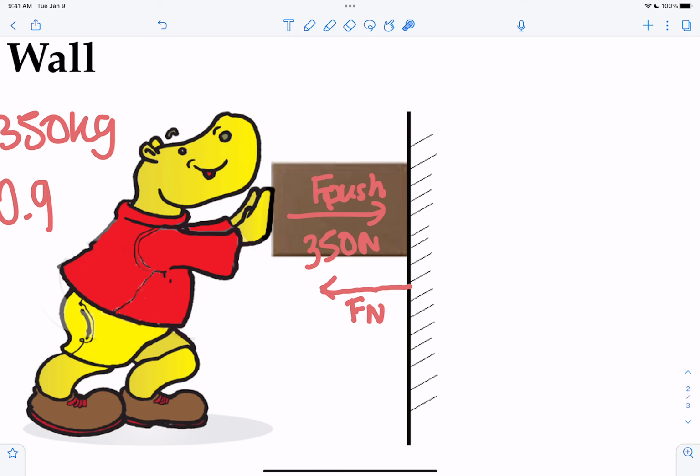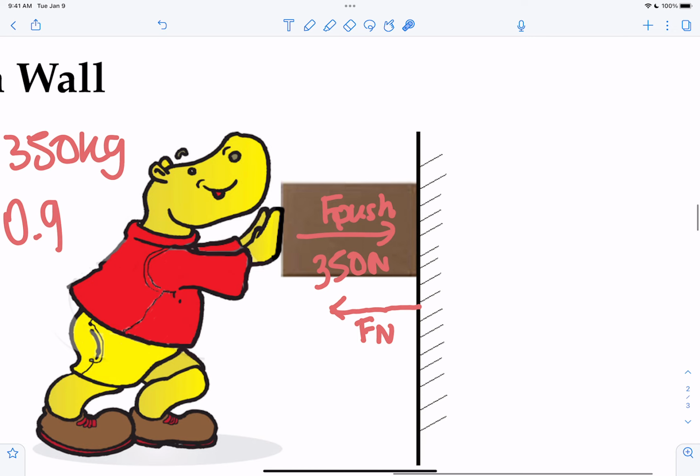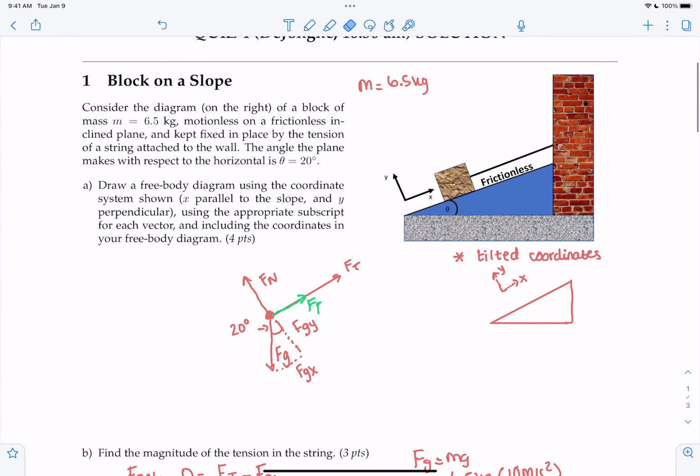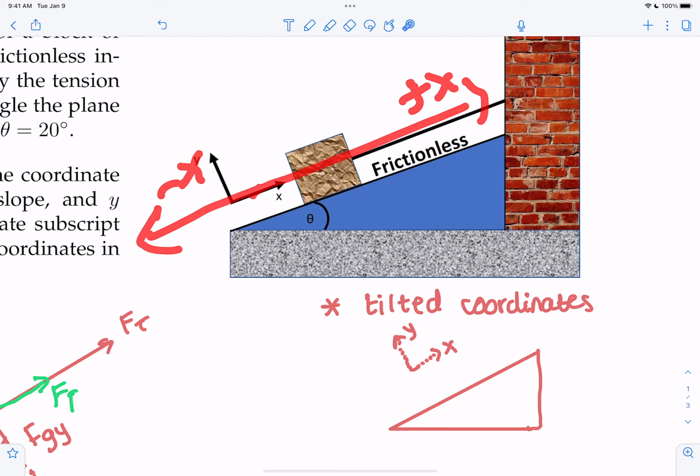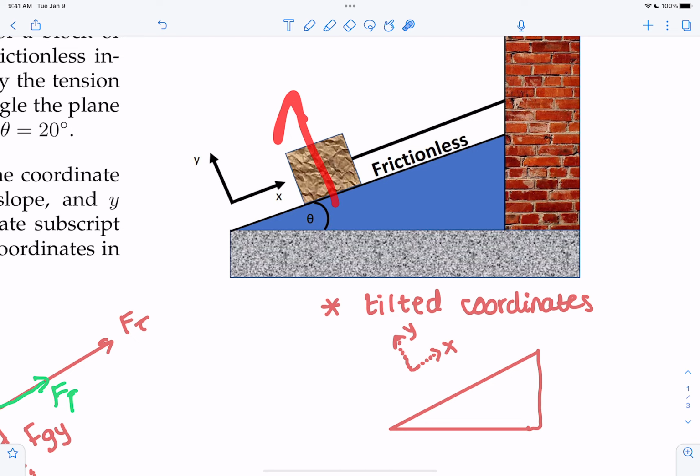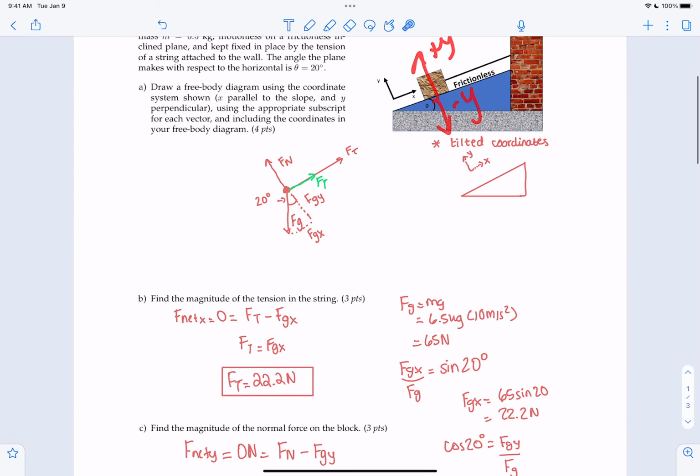So I have to make sure that everything acting in the y direction and everything acting in the x direction adds up to a net force of 0. That's if the object is not in motion at all. Same thing for that first problem, right? I want to make sure that all the forces acting in the x direction, positive x, negative x, add up to 0, and all the forces in the positive y, negative y direction, when I add them up, equal 0. And that's what we did here.